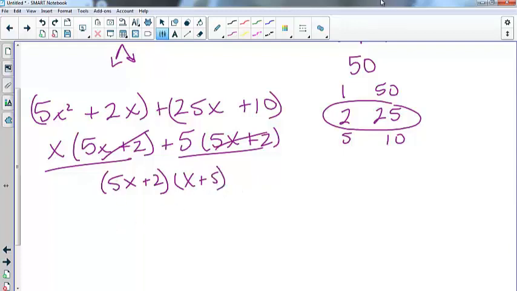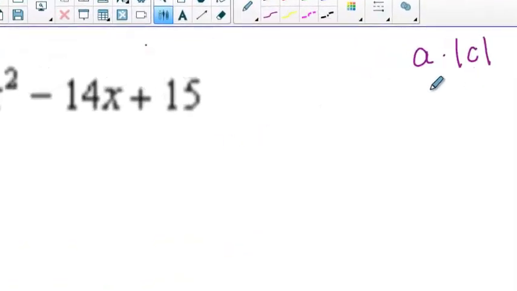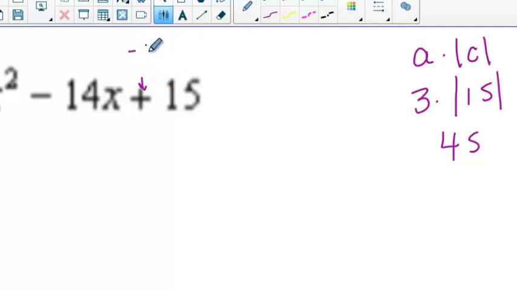Okay, so on your own, you have 90 seconds. Go. 3 times 15 is 45. So my goal, I have to be careful on this one, the signs are tricky. This is a positive, and I'm multiplying to get a positive, so I have to have a double negative or a double positive. If I'm adding to get this negative, I need a double negative, so keep that in mind.